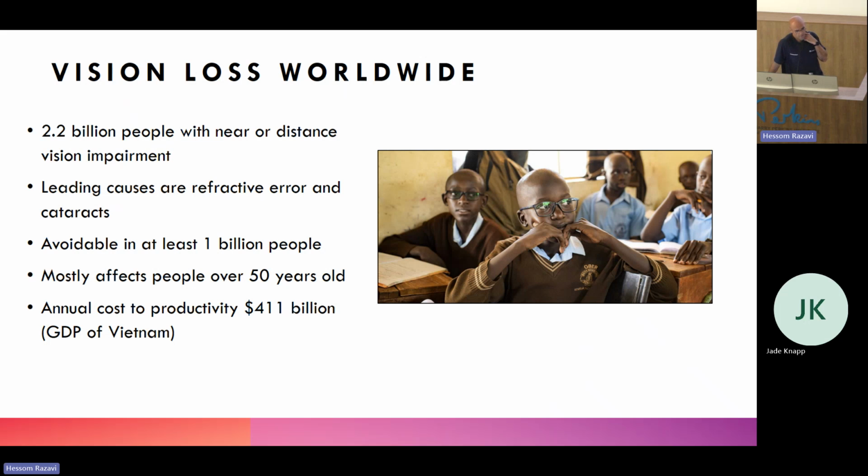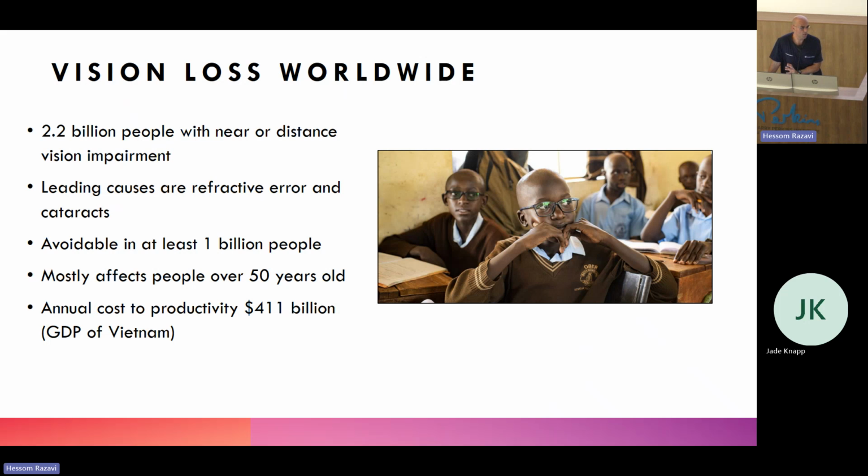What about worldwide? Well, 2.2 billion people, that's about a quarter of the population on the planet, have visual impairment. Again, the leading cause is refractive error and cataract, both of which are treatable with pretty cost-effective treatments. So in at least 1 billion people, that vision loss is avoidable. And again, it's mainly middle-aged and older, with a massive productivity cost, about the GDP of Vietnam.